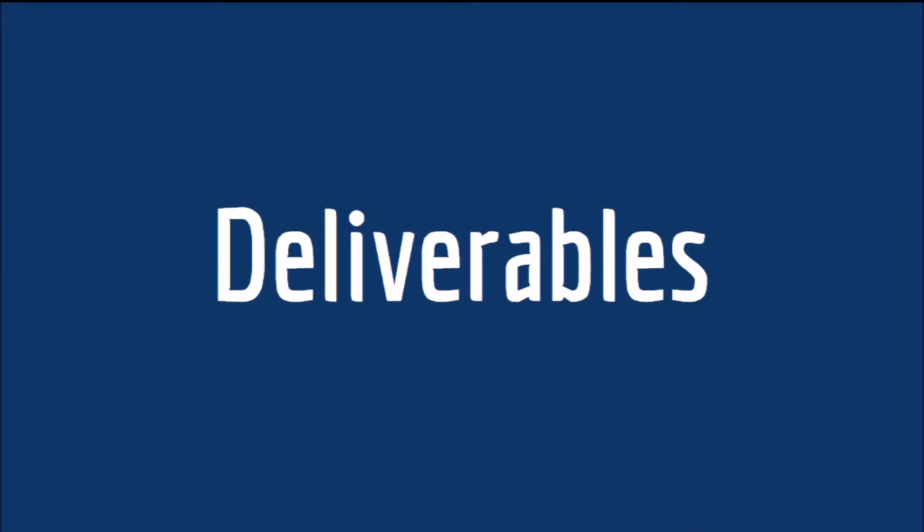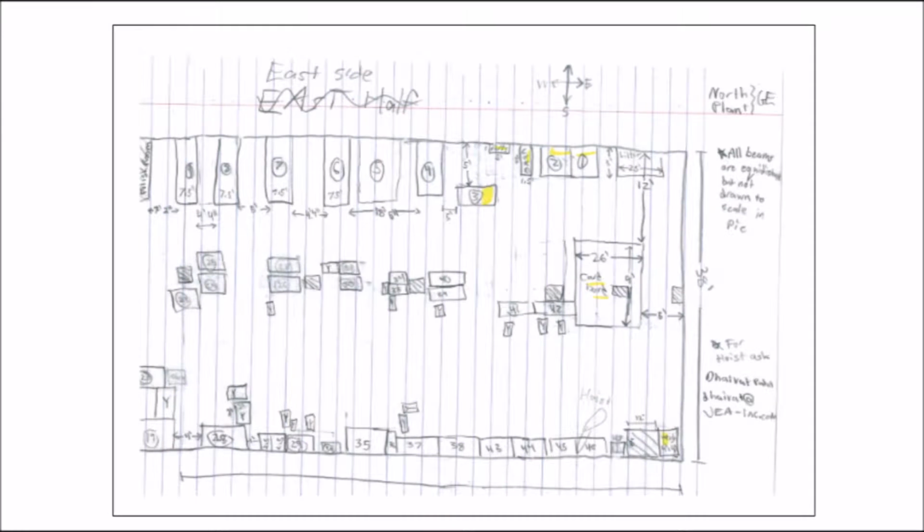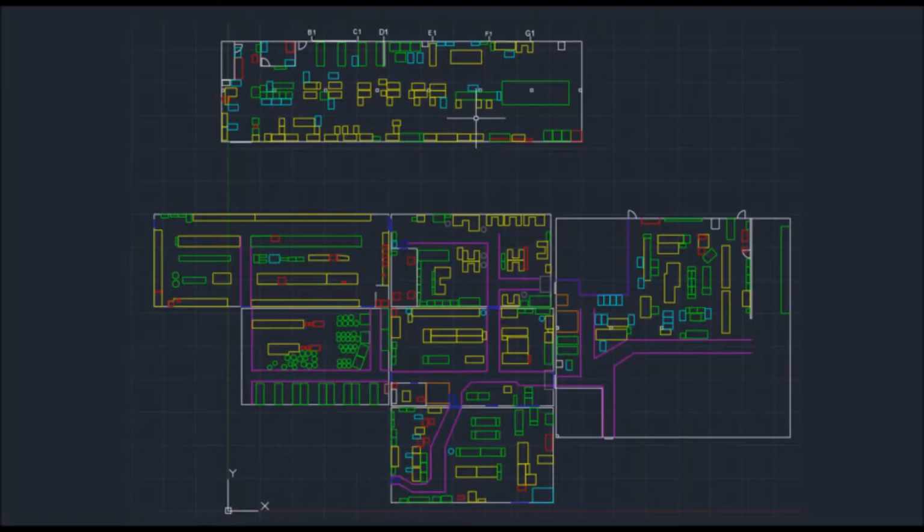Our first deliverable was a current state map to fully define the system as it is now, and to act as a basis in which future state improvements were compared to. We first made hand-drawn maps of the north and south facility to understand the area we were working with. We transferred these maps into AutoCAD to create a current state layout.